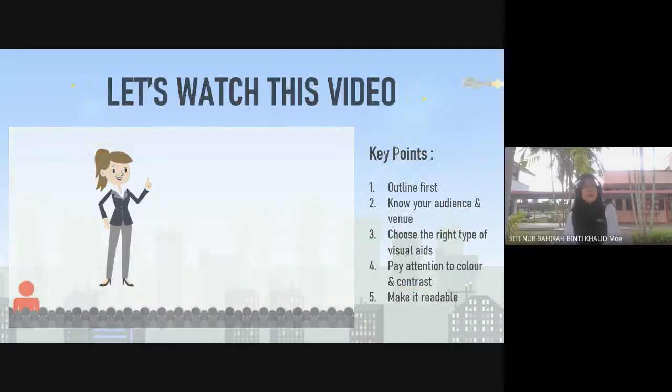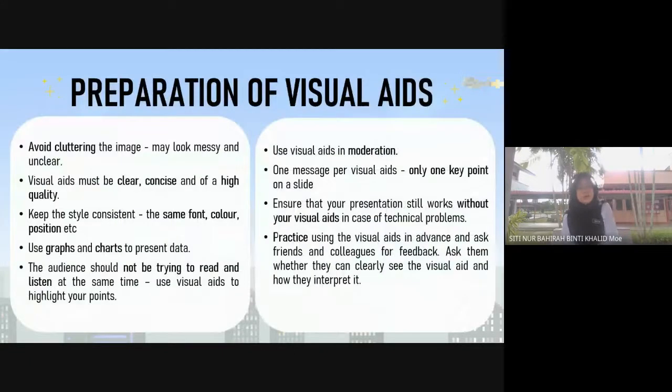Okay, so now let's continue with the preparation of visual aids. These are some basic information that you can find in your module. The first one is you have to remember to avoid cluttering. Cluttering means making it messy, putting too many things. That is clutter. Why? Because when you clutter the image, it will look messy and unclear. When you have too many images, your audience will not know which one to look at.